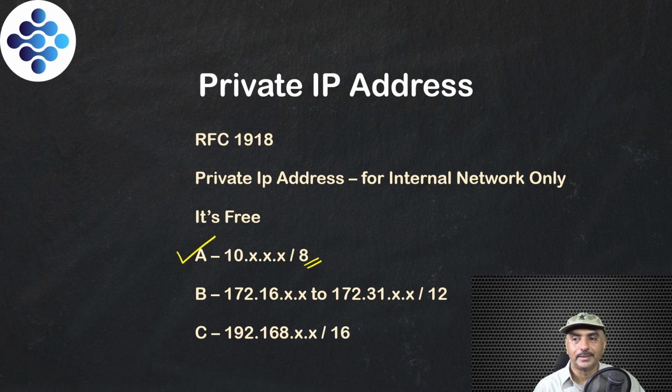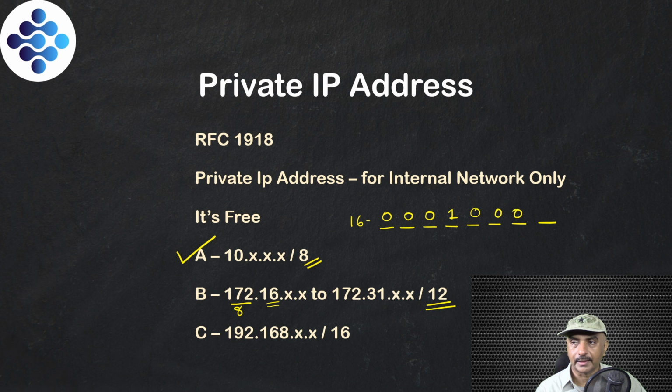Class B, why is it /12? Because there are 8 bits here, and for this second octet, the range is 16 to 31. So if I make the binary of 16, the 128 is 0, 0, this would be 64, this would be 32, this will be made 1, and the rest of the bits are 0.